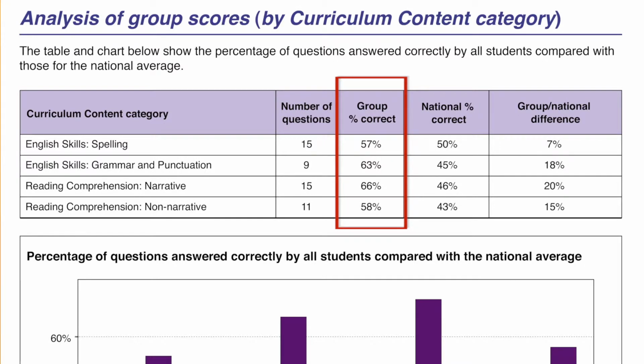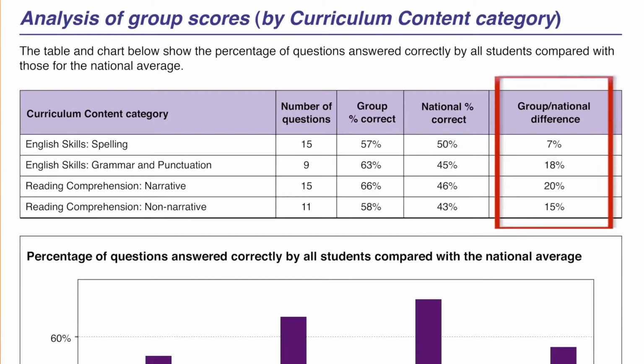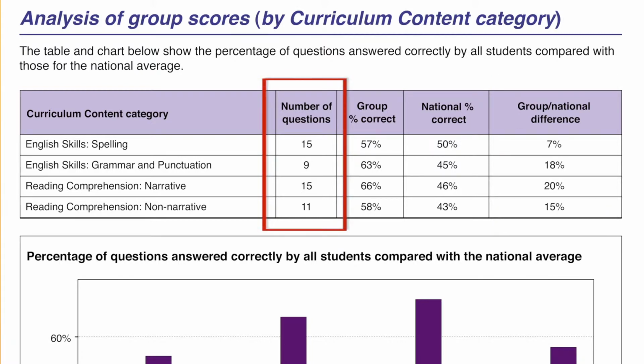This analysis is based on the percentage of questions achieved by the group. You have the comparison with the national percentage. You can see the number of questions, and you can see the difference between the national sample and this particular group. For this particular group, they are outperforming the national sample. The number of questions in each category is large enough for this analysis to be meaningful. If the numbers were very small, you would want to treat this information with caution.